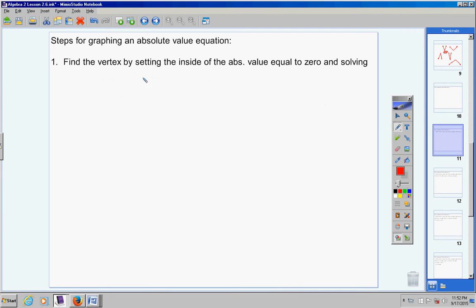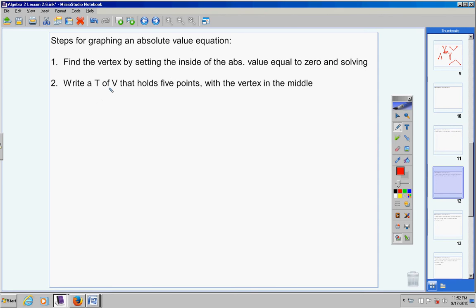Step 1, you're going to find the vertex. Now, this might sound weird. I will explain all of this later. Find the vertex by setting the inside of the absolute value equal to 0 and solving. Next, write a T of V. I'm going to use this for the rest of the year as an abbreviation for table of values, okay?